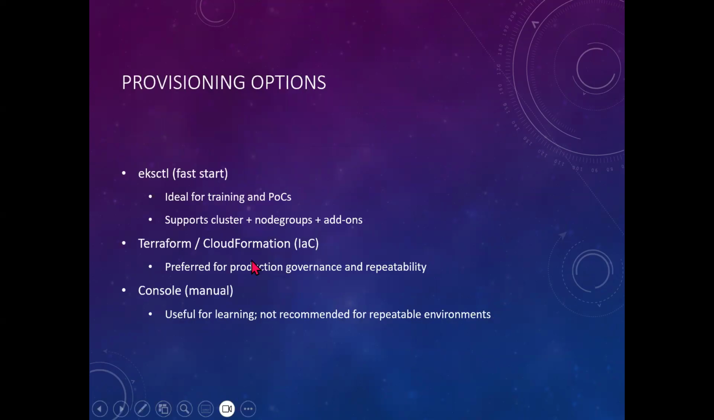So, provisioning options. How do we provision our EKS cluster? We can use eksctl. eksctl is supported by what we call CloudFormation. AWS CloudFormation is a specific IaC, infrastructure as code, service that is provided by AWS. So we can use eksctl, fast start ideal for training and POCs.